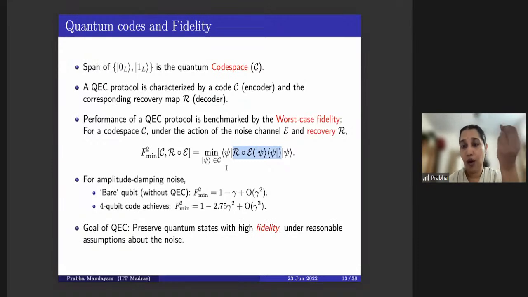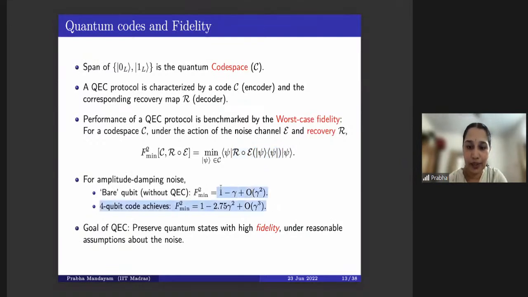Why do I do that? Because there are certain states in the code space which may be preserved better, and there may be certain states in the code space which behave very badly under the noise. In the case of amplitude damping, for example, we already saw that the Ket0 is well preserved by the noise, but Ket1 is badly affected. An intermediate state, the plus state, 0 plus 1 by root 2, would be somewhere in the middle. But what I want with this kind of approximate or noise adapted error correction is a guarantee that no matter what superposition I prepare in my computation, I will always achieve a certain minimum fidelity. That is the guarantee that the worst case fidelity provides.